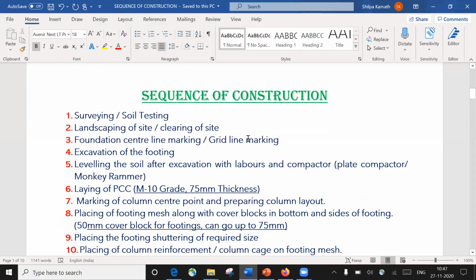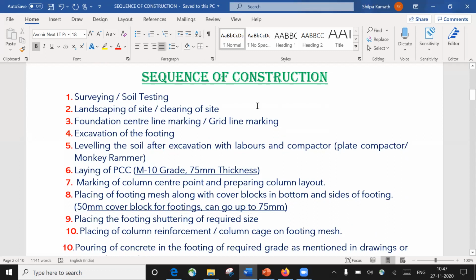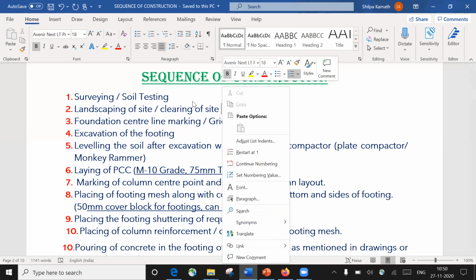Now we'll try to get into the sequence of the construction. So let us say you want to construct a house, or a residential building or a commercial building. What is the process that we need to follow? So we'll try to see that. These are the steps that we need to follow.